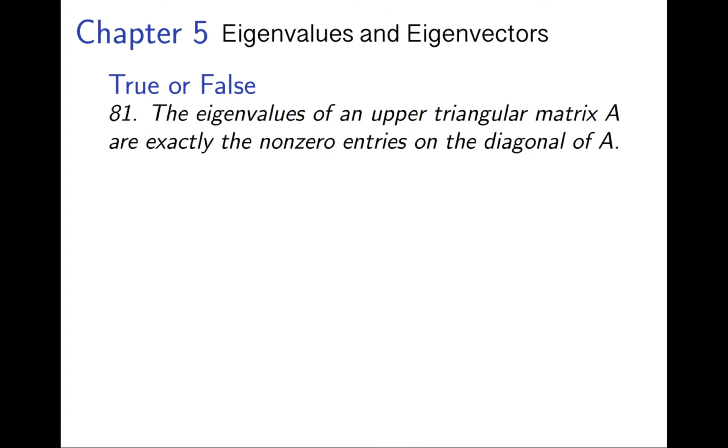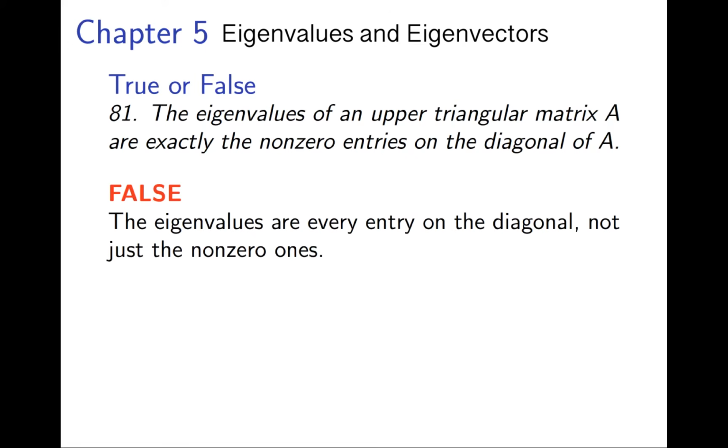Number 81. The eigenvalues of an upper triangular matrix A are exactly the non-zero entries on the diagonal of A. This is false. You could have 0 on your main diagonal, and that could be an eigenvalue. So the eigenvalues are every entry on the diagonal, not just the non-zero ones.